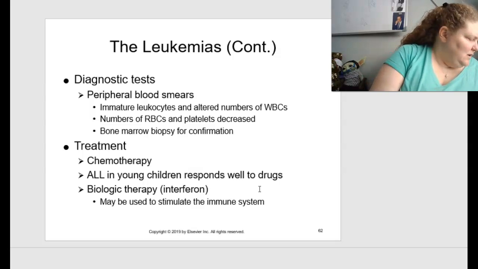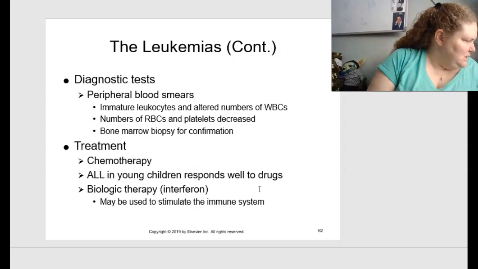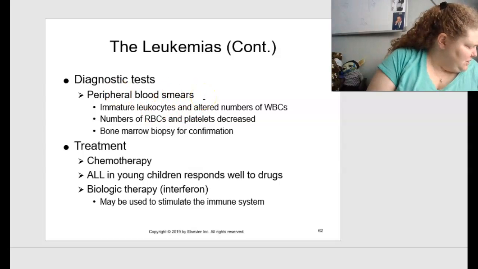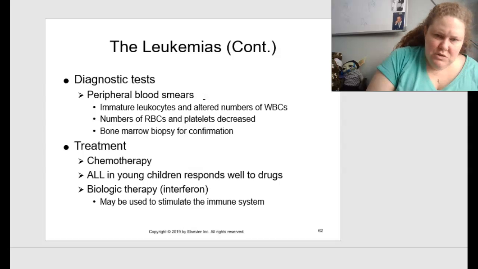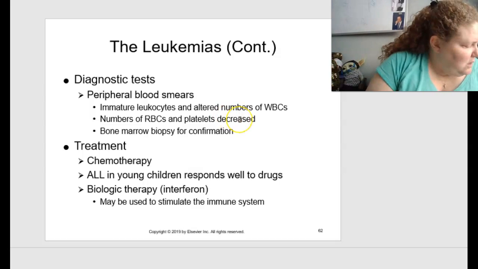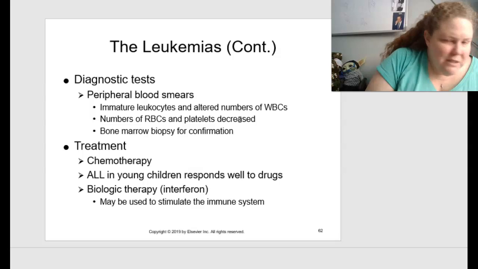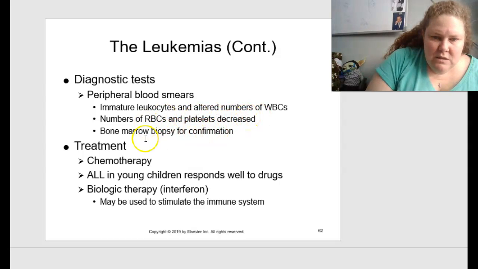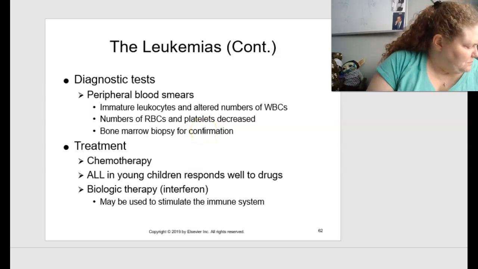So how do we diagnose these? This is on page 210. So basically, we would use peripheral blood smears to show the immature leukocytes and altered numbers of white blood cells, which are usually generally increased. A high percentage of the white blood cells are immature, though they appear normal, and numbers of red blood cells and platelets are going to be decreased, and also the bone marrow biopsy is going to be used for confirmation.